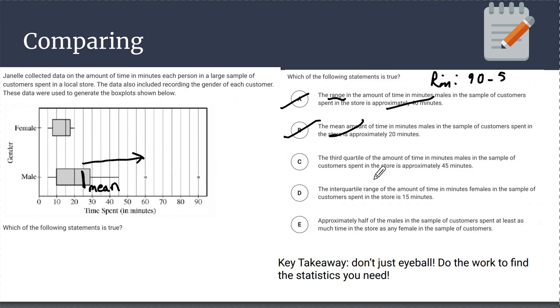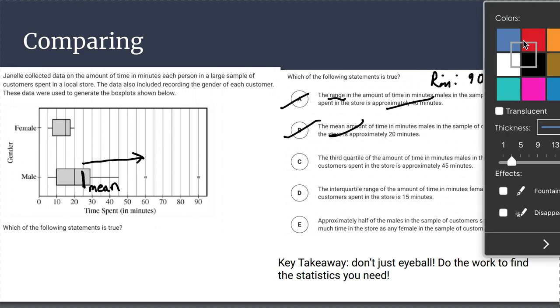The third quartile of the amount of time in minutes males in the sample of customers spent in the store is approximately 45 minutes. The third quartile. So looking over here at the third quartile, that'd be the edge, I'll do a different color, the edge right there of the box.